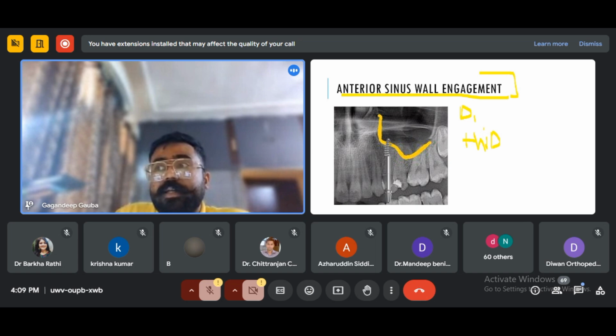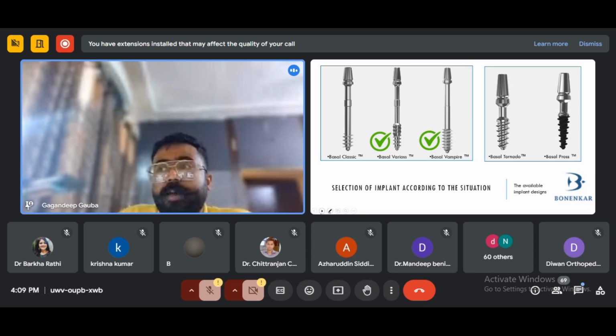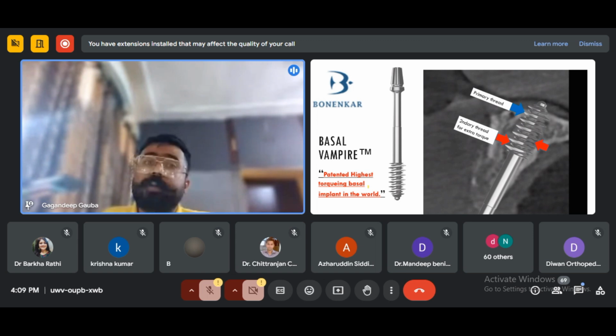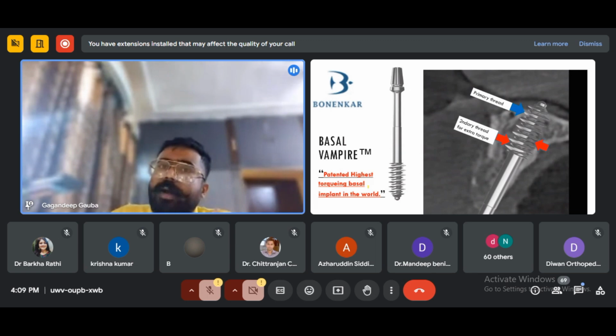In that case, the choice of implant becomes the vampire implant. Why vampire? Because it has two kinds of threads. It is a very aggressive implant, and it is the highest torquing basal implant reported. It has 60% more anchorage, more than 1.5 times the anchorage of a normal basal implant, right? So in these compromised cases, where we have to engage very narrow, very thin, or very osteoporotic bone, we can switch to the basal vampire. This implant is very good when engaging the sinus areas.